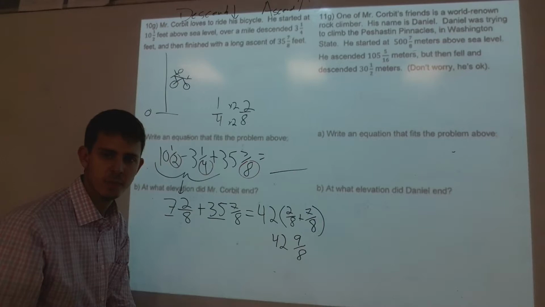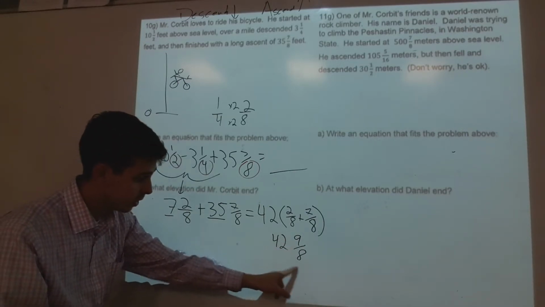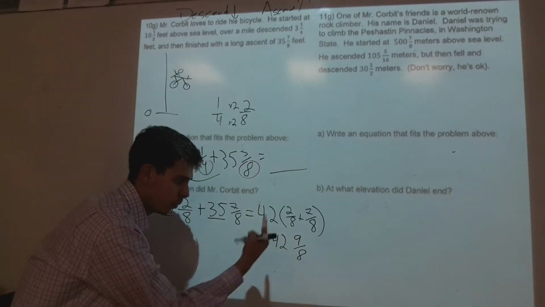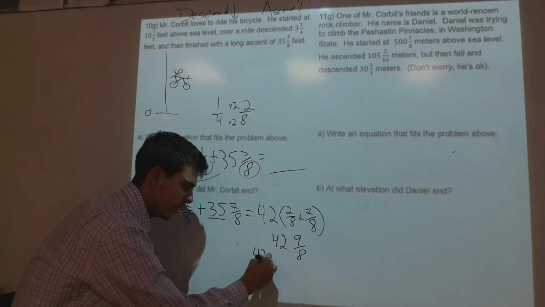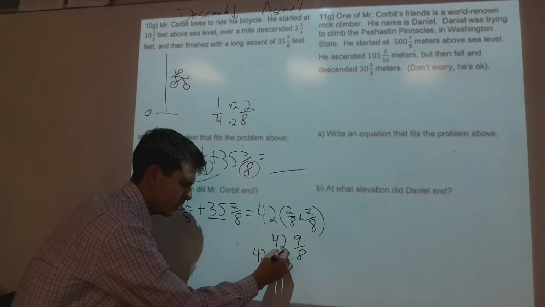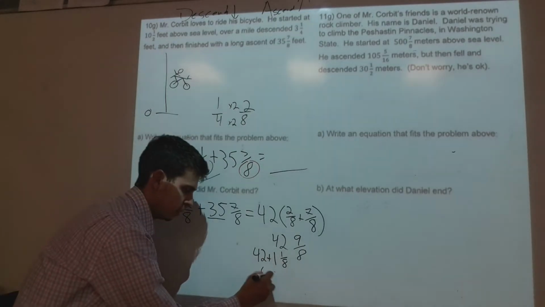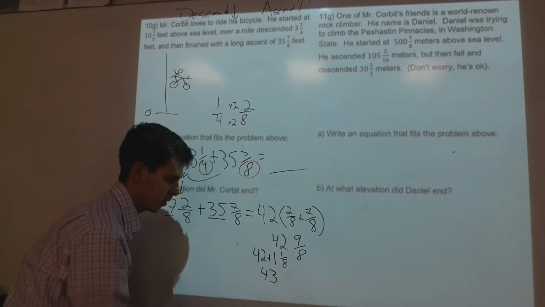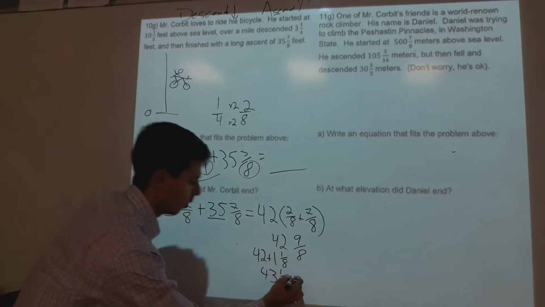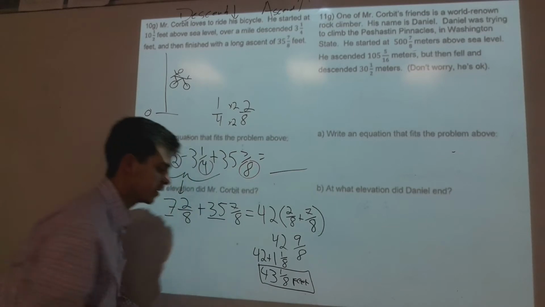I'm almost done. This 9/8 here, it's greater than 1 whole. So let's take 1 whole out of it. 8 goes into 9 1 time. So I know we're going to add this 1 whole to the 42. And the remainder is 1. So 42 plus 1 and 1/8. Well, 42 plus 1 is just 43. And we'll just attach the fraction onto it at the end. So I ended up at 43 and 1/8 feet.